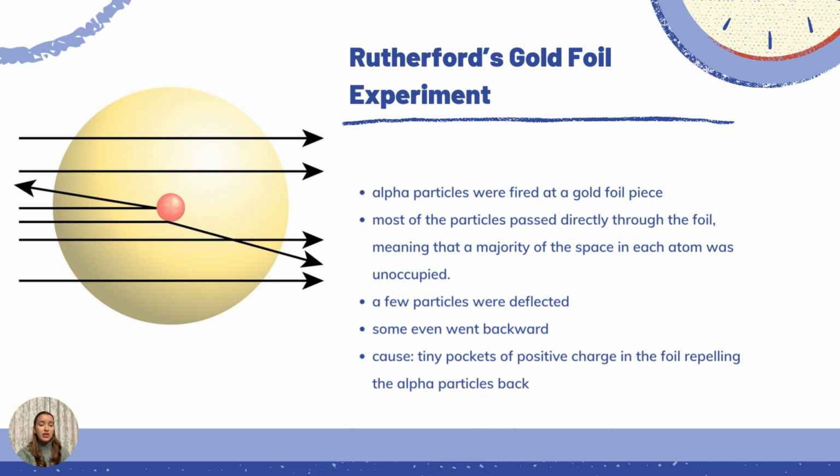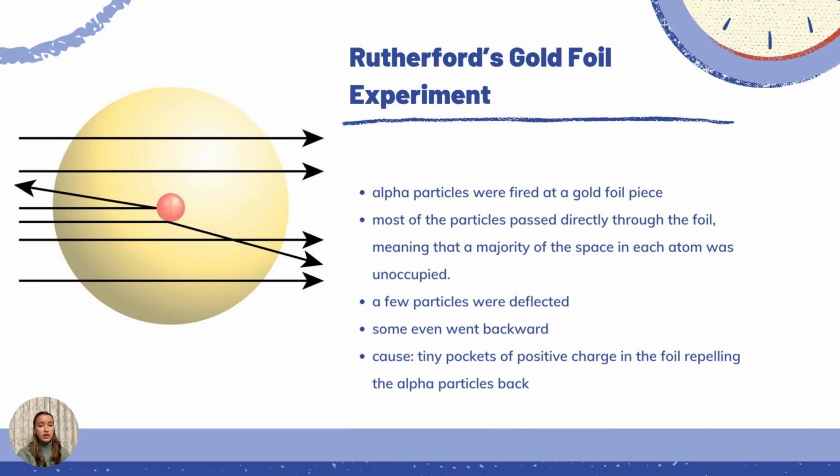Now, in order to determine this model, Rutherford had to carry out an experiment. This is called Rutherford's gold foil experiment, where alpha particles were fired at a piece of gold foil. Most of these particles passed directly through the foil. That means that the majority of the space in each atom was unoccupied. So the nucleus occupied a really small volume, and all the other volume was left unoccupied.